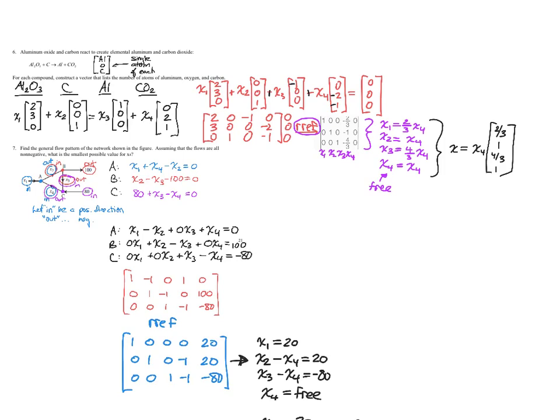Just verbiage-wise, this solution is the non-trivial solution to the homogeneous system? Correct. So I have license to choose any x sub 4 value I want because x sub 4 is a free variable. I can choose 1, in which case the weights of each of these would be fractional values. But if I can choose anything, why not choose something that's going to make it a little bit nicer?